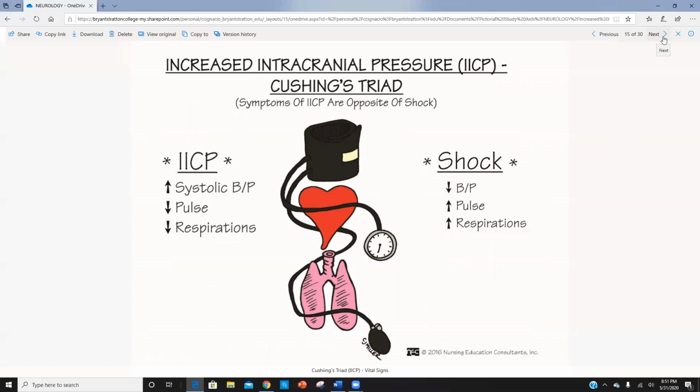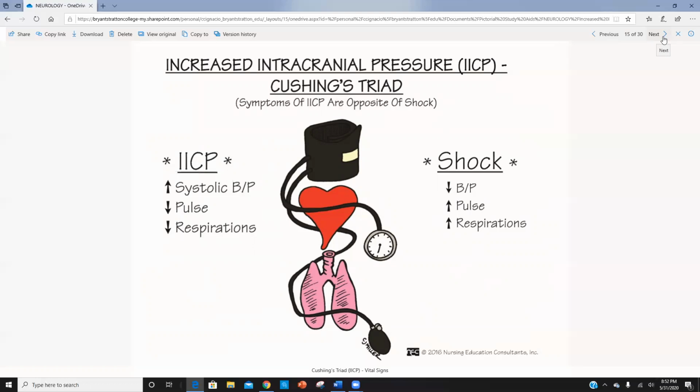But for your patient that has IICP, increased intracranial pressure, their systolic blood pressure is increasing, their pulse is decreasing, and their respirations are decreasing. So in the Cushing's triad, we have hypertension with widening pulse pressure, bradycardia, and irregular breathing, also known as Cheyne-Stokes respirations. And they also have ineffective thermoregulation.